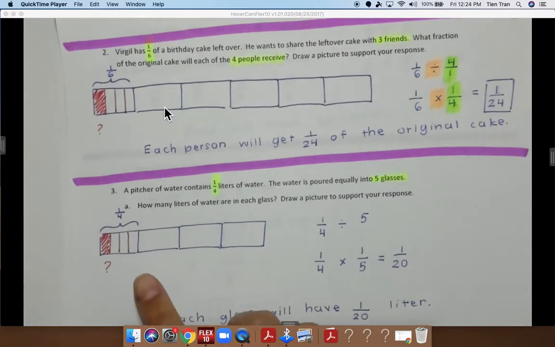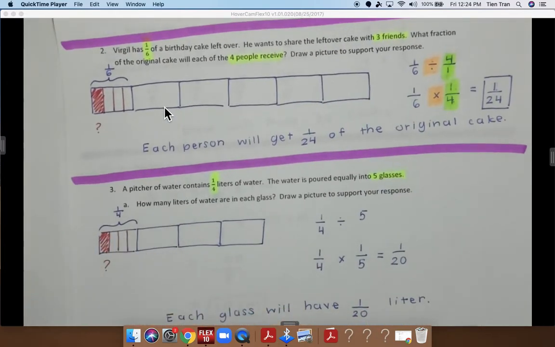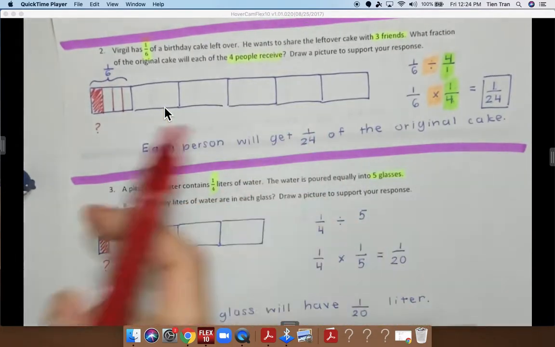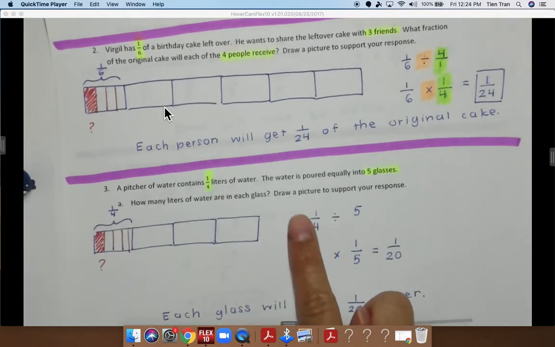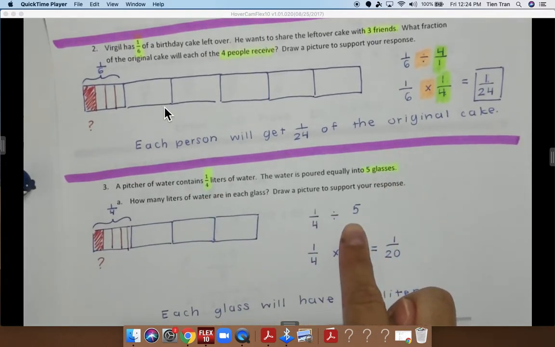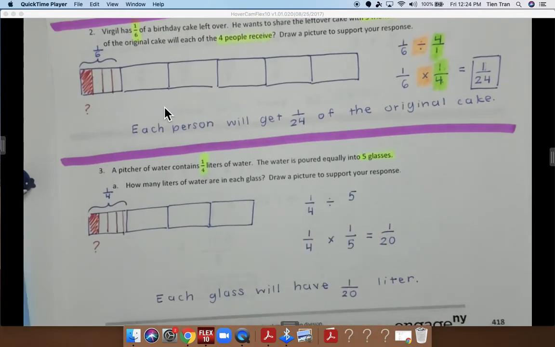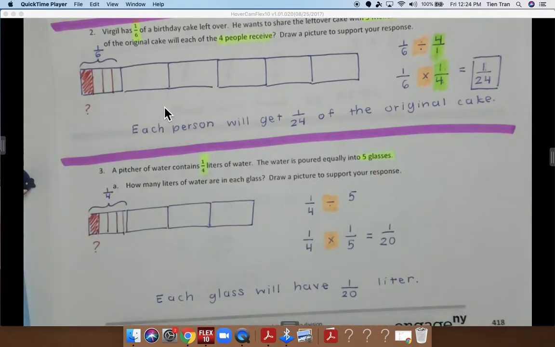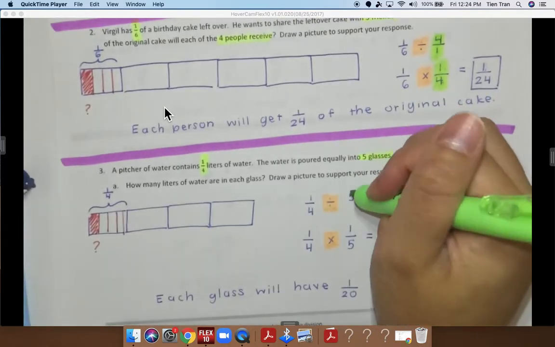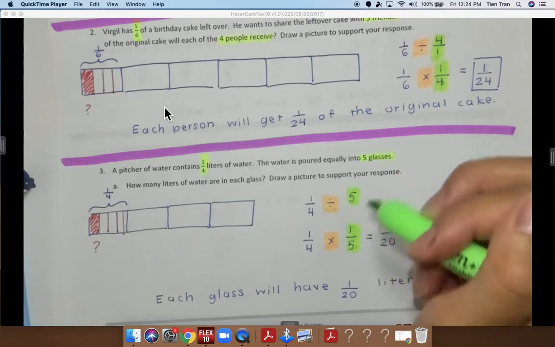So this one is broken into 5. I don't know why that says 4. Should be 5. There we go. So I'm going to divide 1/4 liters divided by 5 glasses. So what I'm going to do is flip my division sign into a multiplication sign, and I am changing 5 into 1/5.